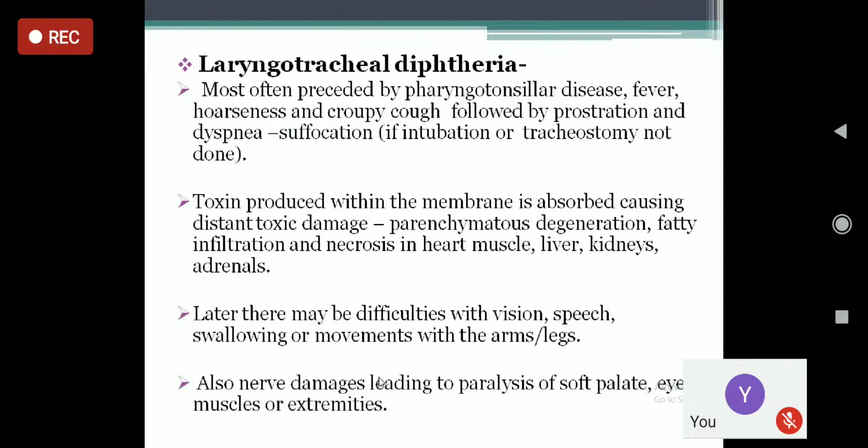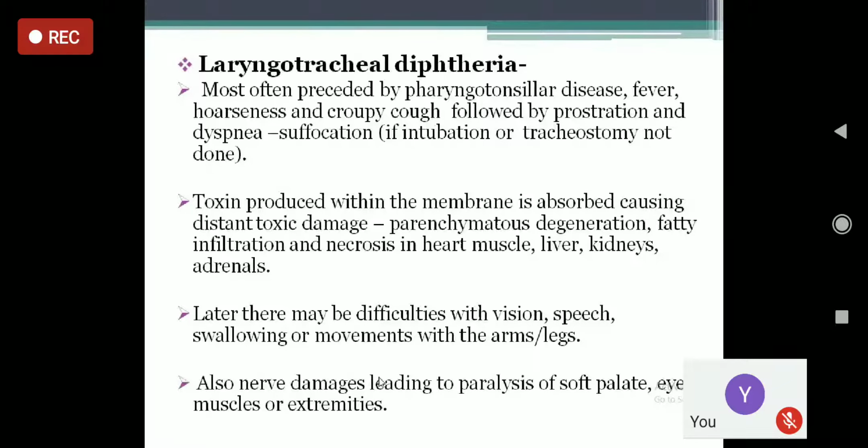As you must have noticed during a common cold also, your voice will change. If you develop a severe common cold and cough, then your voice will change. That is because you are having laryngitis, inflammation of the larynx. So similarly here, as it affects the larynx and trachea, the child will develop a hoarse voice. The voice will become hoarse, very thick and blunt.